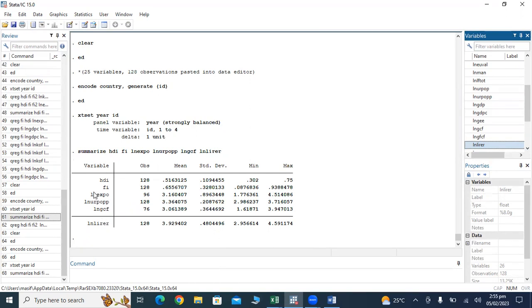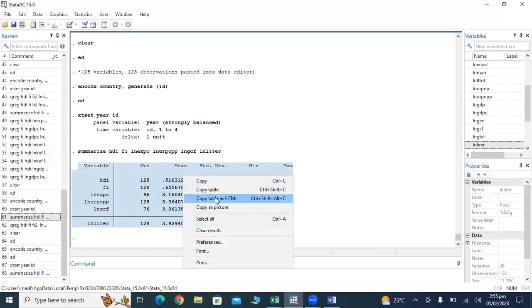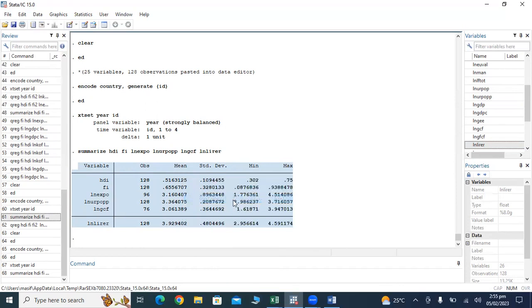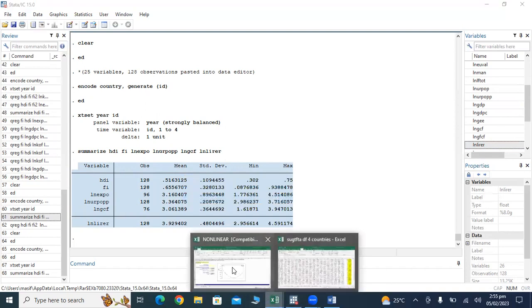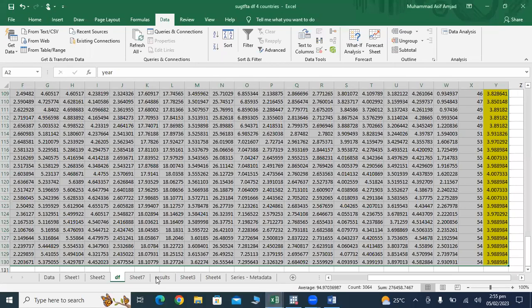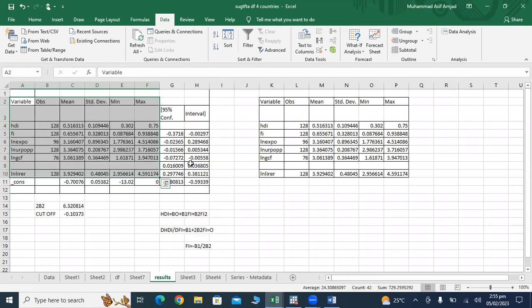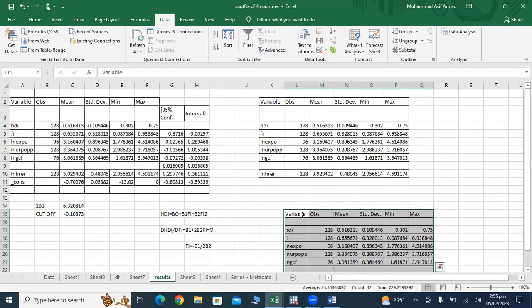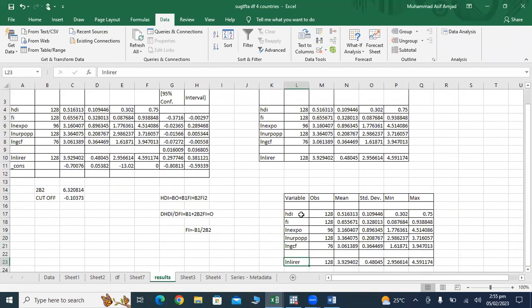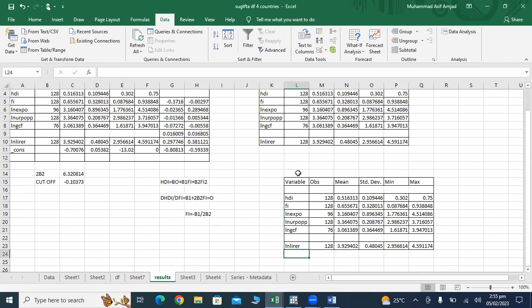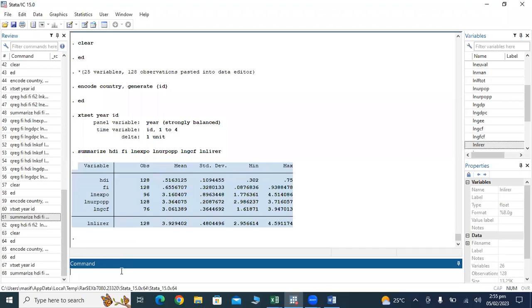Just copy these variables, using copy table as HTML, and paste them into the Excel file. This is my result file. I paste here. This is my summary statistics table. I already discussed these variables. Now we move toward the statistical techniques.